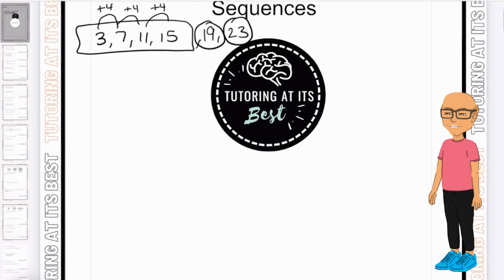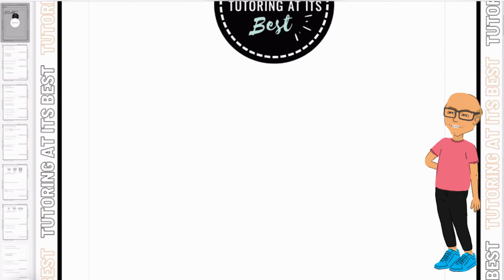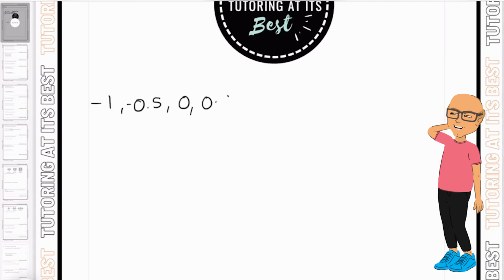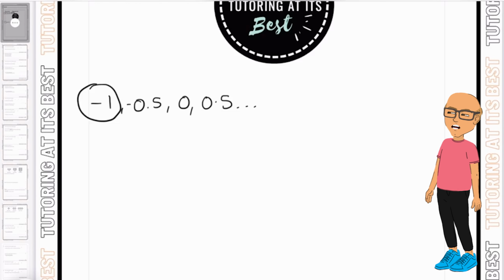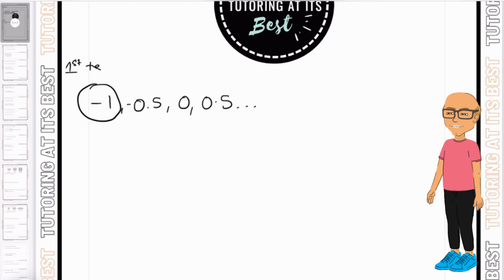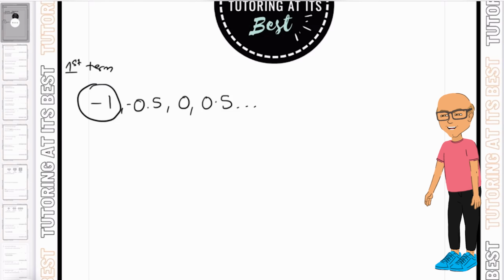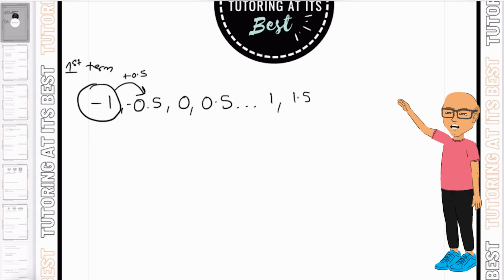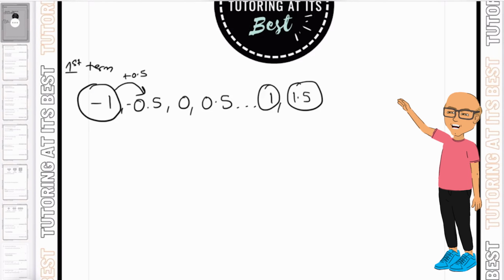Right, let's go for our second example. So this is where I'm going to have -1, -0.5, 0 and 0.5. So I know that my first term is -1. So again, I can write this down as first term. And if we take a look at the term-to-term rule, we know that it's to simply add 0.5. So again, this is your arithmetic sequence. And there we are. So the next ones would be 1 whole and then 1.5. I hope that was clear.